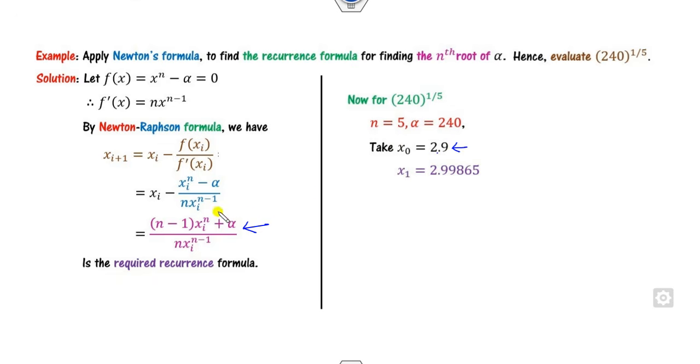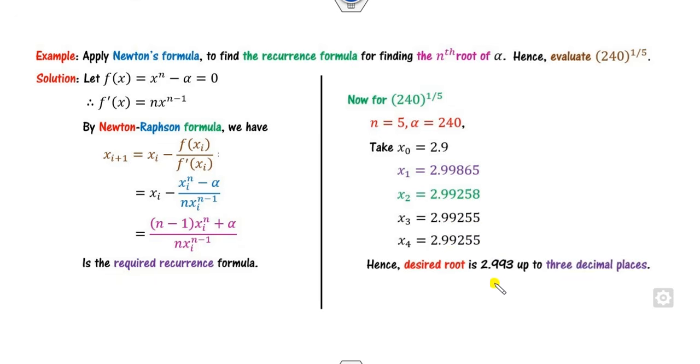I can substitute the value here. n is my 5, alpha is my 240. You will get x1. Once we substitute x1 here, you get x2, x3 and x4. Clearly up to these values are accurately matched. So your desired root is 2.993 up to 3 decimal places. If you want to write up to 4 decimal places, then you can write 2.9925 as the required root.